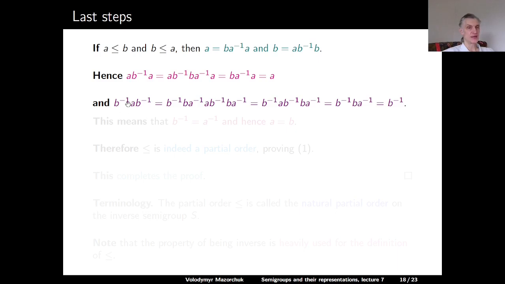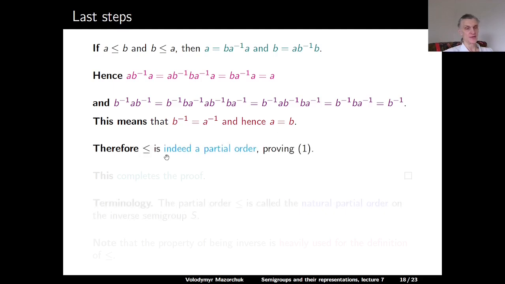And we also have that B inverse A B inverse is equal to B inverse B A inverse A B inverse B A inverse. This is equal to B inverse A, B inverse B A inverse, which is equal to B inverse B A inverse, which is B inverse. And this means that the inverse of B is equal to the inverse of A, and so A is equal to B. Therefore, the relation less than or equal to is indeed a partial order, and this proves property 1.